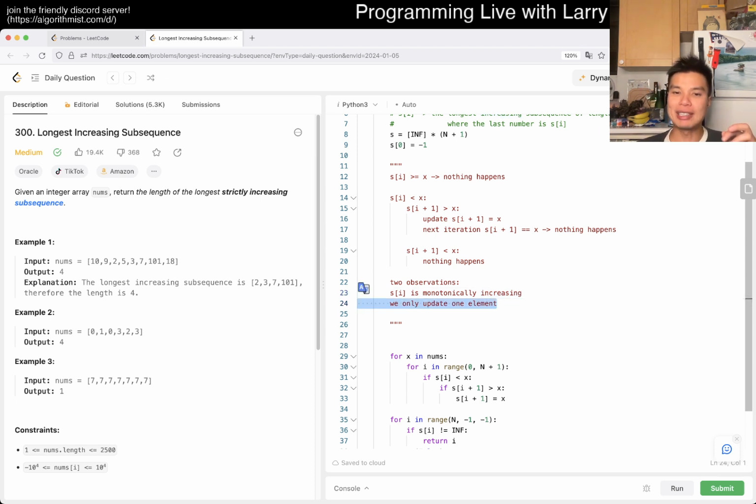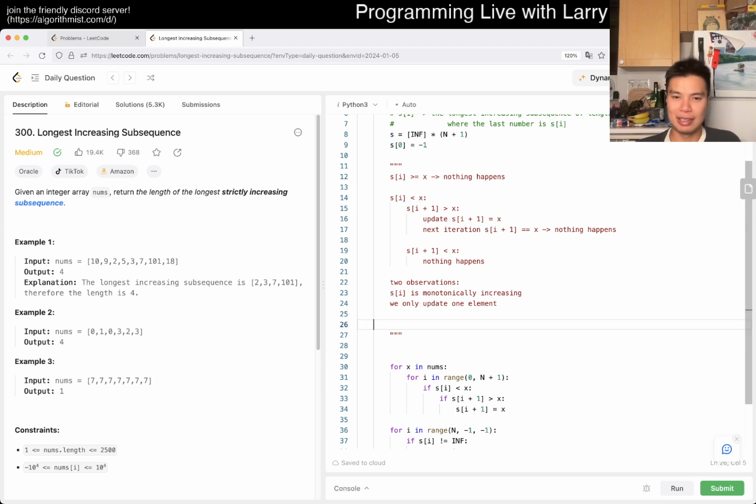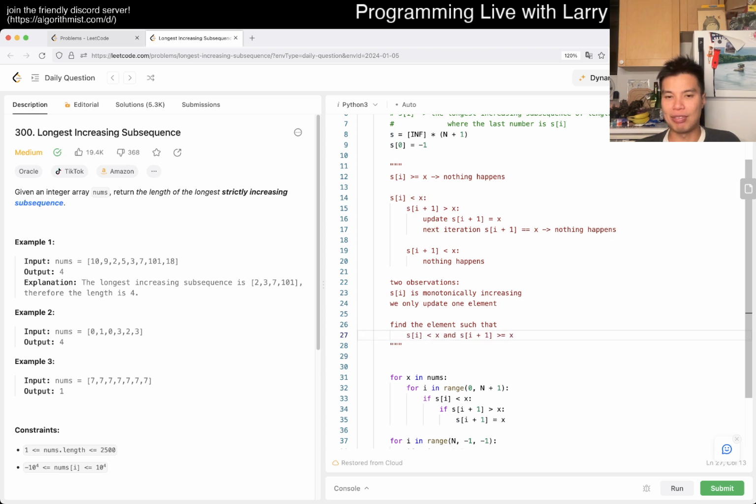We only update one element, so that means that we just have to find the one element. And what is that one element that we're trying to find? Well, the element such that s sub i is greater than x and s sub i plus 1 is, I guess it could be greater than or equal to x, right? And if you think about it this way, you're trying to find the first element where this is true, because it's increasing, and if you find this, it's the same place. And of course, this is just a binary search. And that's basically really the answer for this one.